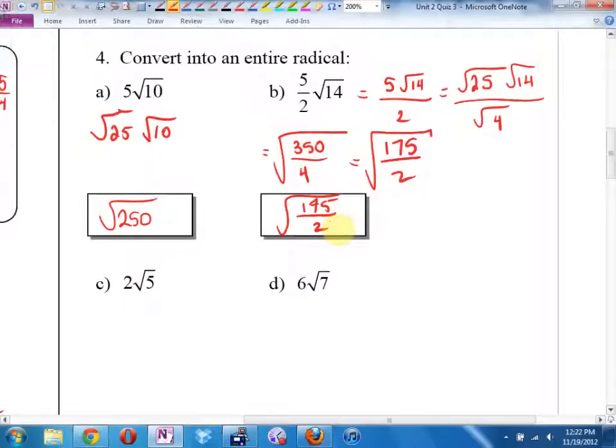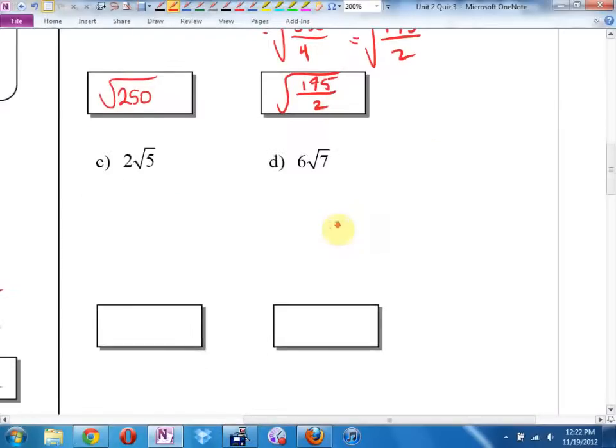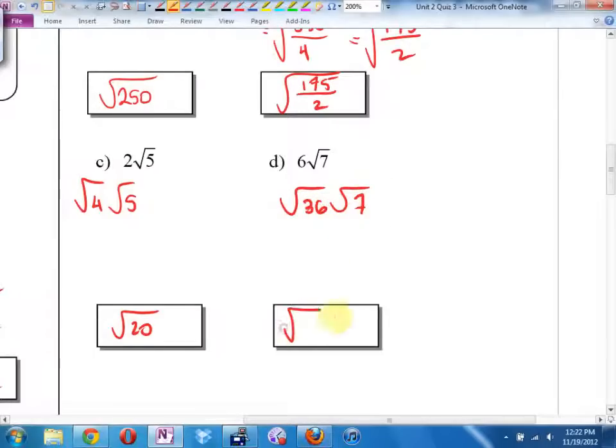That's a tough question. 2 root 5, convert into an entire radical. Okay, this is going to be root 4 root 5. You know what? This must have been a root 20. 6 root 7. This must have been a root 36 and a root 7, which is going to be the square root of 36 times 7. 3 times 7 is 21, 6 times 7 is 42. 252?